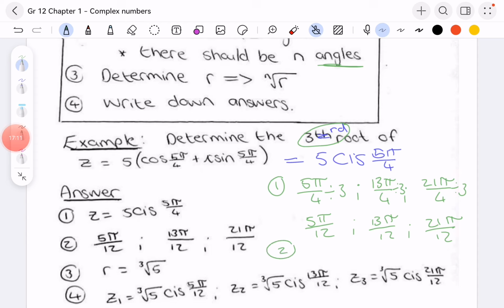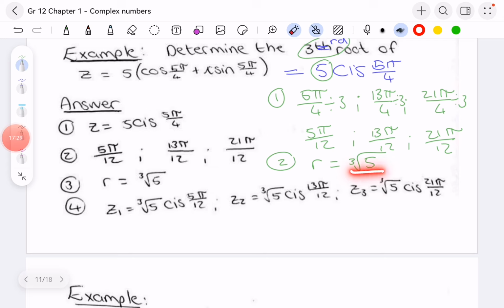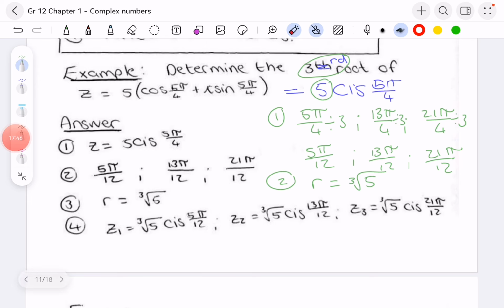Then I also need my R value. My R value in this case was 5 and I need the third root of 5. Now I have my angles. Here they are. I have R. I can now put it into the answer. So the answer would be this R value, cis of my first angle. That's going to be our first one. This R value, cis of my second angle, is going to be our second root. And our third one is going to be our R value, cis of my third angle. That's going to be my third root. And that's the concept. I'm getting it in polar form.